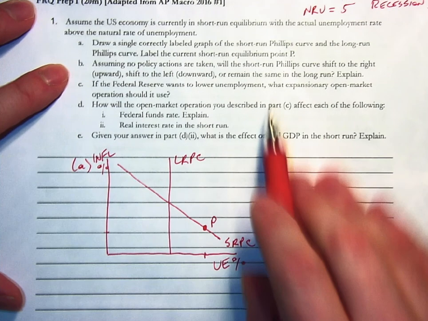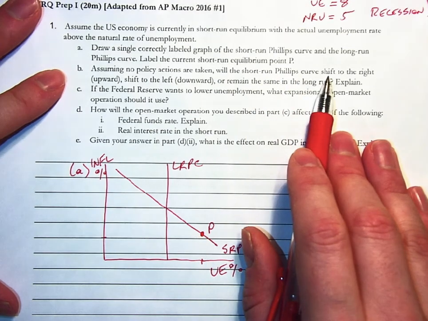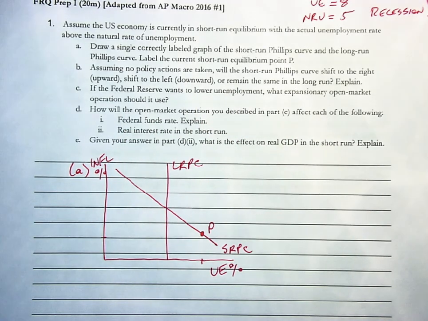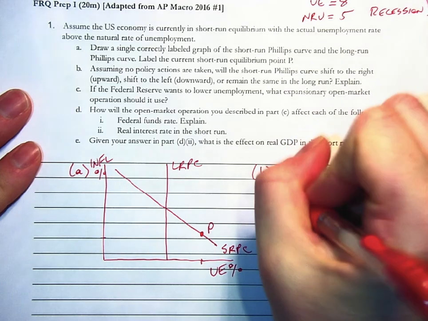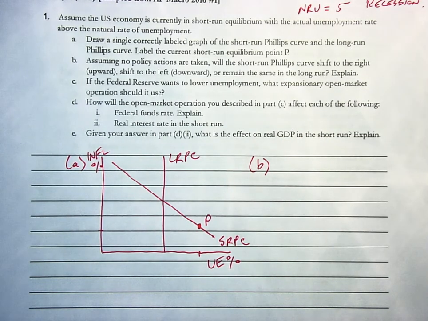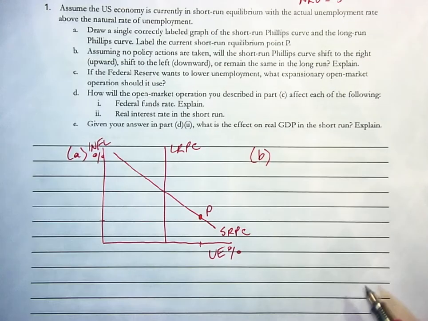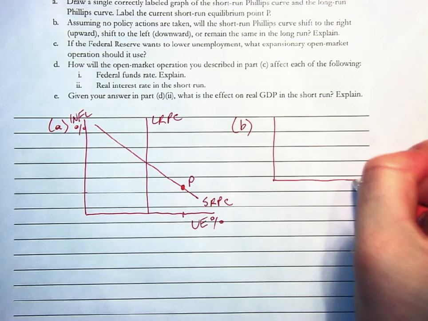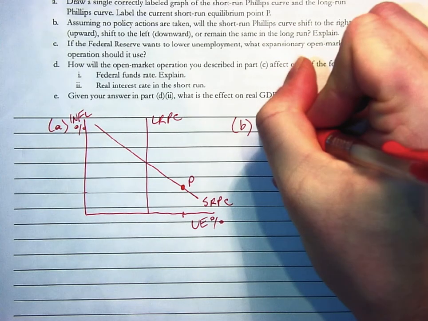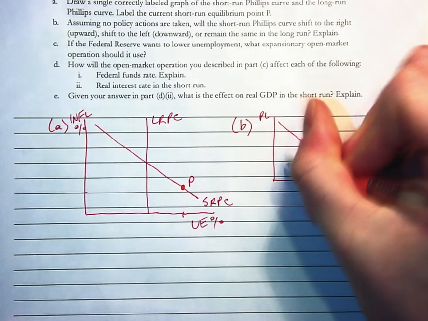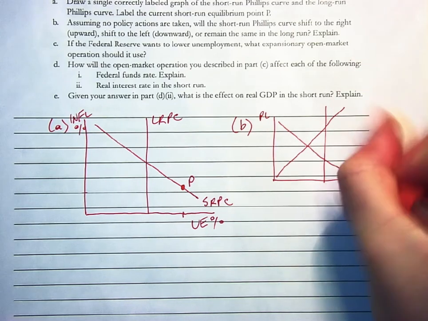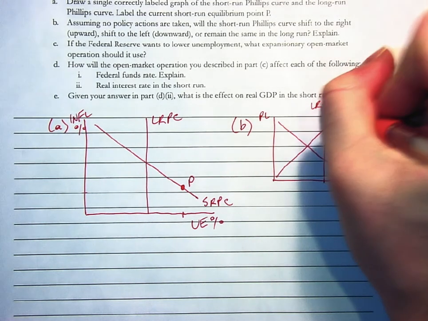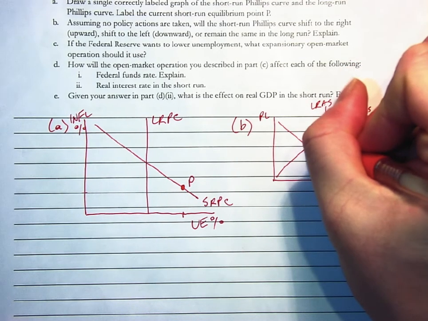Assuming no policy actions are taken, will the short run Phillips curve shift to the right, up, left, down, or remain the same in the long run? Explain. So this goes back to the idea of, in the long run, what will happen to an economy? Well, I'm going to draw a little picture to show you what happens in aggregate demand and aggregate supply. You don't need this graph, but this is what ends up happening. So we have aggregate demand and short run aggregate supply and LRAS. And we are here at point P.